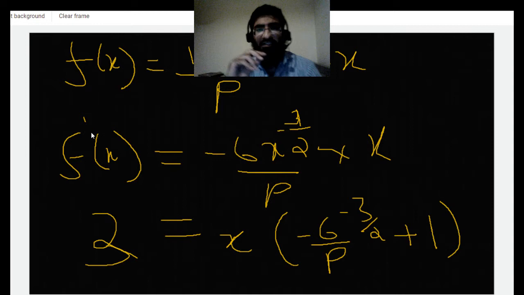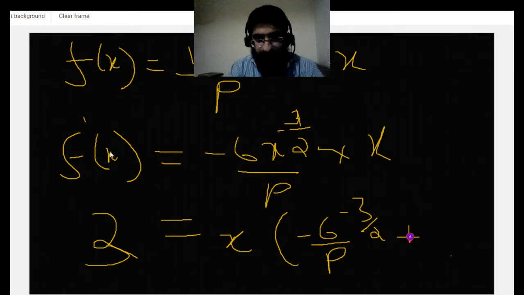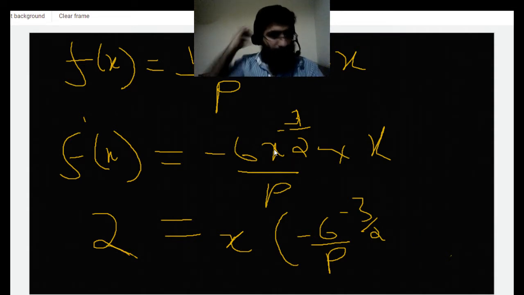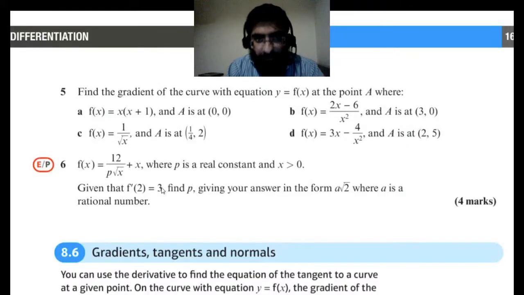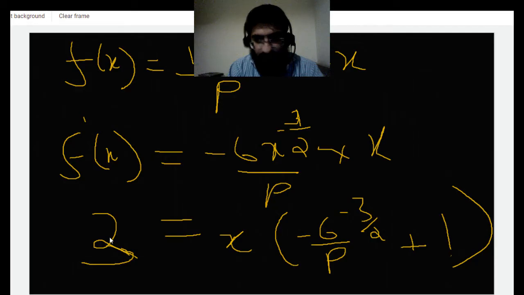If you're saying f dash, this is f dash x. So if you're putting 2 over here, you'll have to replace this. Make it 2, and then take the 1 there. Oh no. The question says f dash 2 is 3. So f dash x that you had over here will become 3. This is correct.